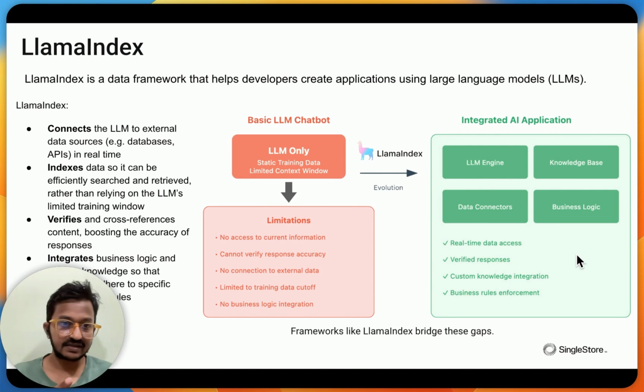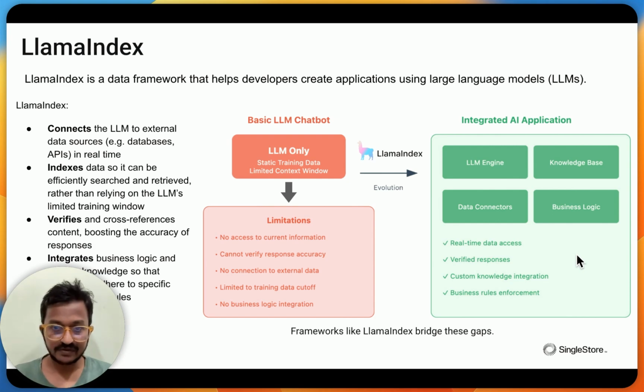LlamaIndex connects the LLM to external data sources so that you can get real-time data and properly contextually relevant responses to the user query. It indexes data so that it can be efficiently searched and retrieved rather than relying on the LLMs. It verifies and cross-references content, boosting the accuracy of responses. It also integrates business logic, application logic, and domain knowledge so that responses adhere to specific organization rules. So LlamaIndex comes as a savior to mitigate all these limitations of a chatbot using just LLMs.